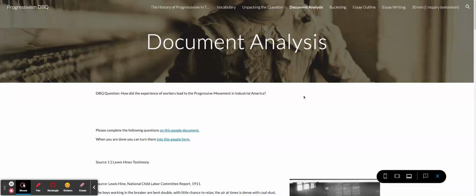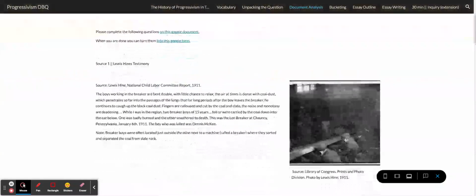Hey everybody, I wanted to give you some quick directions for completing the document analysis portion of the DBQ. So the document analysis portion is incredibly important, and this is the area where you're going to look at primary source documents, or sources that are written by people who were there. So a primary source is a person who viewed what happened, and a secondary source is a person who read about it or is writing about it secondhand.